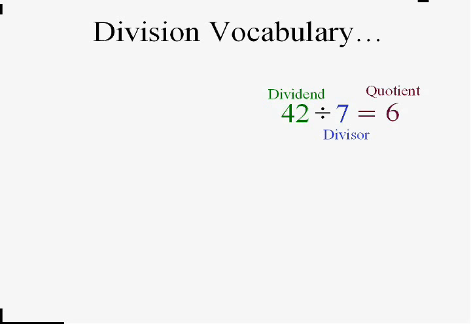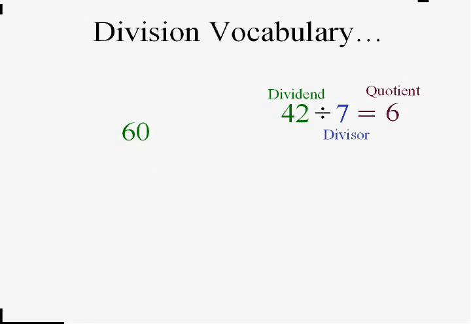Now, let's not mix that up with our vocabulary regarding division, which is kind of what's going on in a fraction. In a basic division problem, such as 42 divided by 7 equals 6, we have names for these numbers. The number getting divided is the dividend. The one doing the dividing is the divisor. And the answer to a division problem is the quotient.